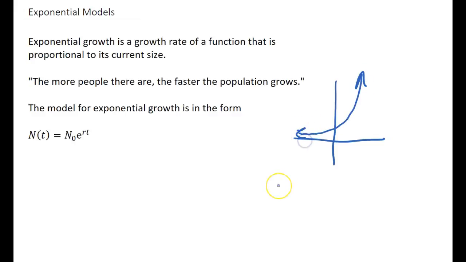Looks like that, right? Okay, so the model for exponential growth is in the form of N of t equals N sub 0, that's the initial amount or population, times e raised to the rt. Now, if this looks vaguely familiar, it's the same formula that we use for continuous compounding of money. It's exactly the same thing. So this is your initial amount. This is your final amount after t years, days, whatever. And r is your growth rate.